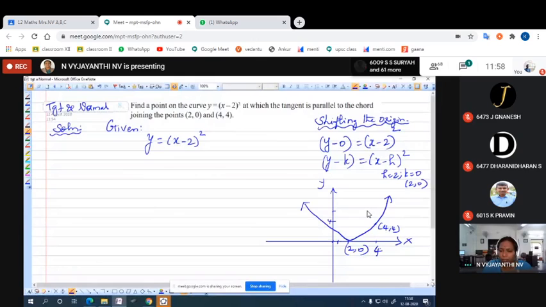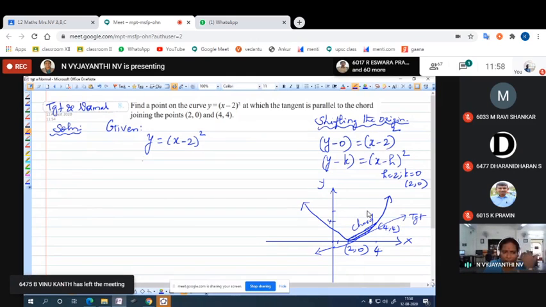So this is the chord. Now you have to find a tangent which is parallel to this chord. So it may be somewhere here only, isn't it? As I did not draw the curve properly, I am not getting the tangent. So the tangent will be like this. Kindly bear with this one. The tangent will be somewhere here, and this is the chord.